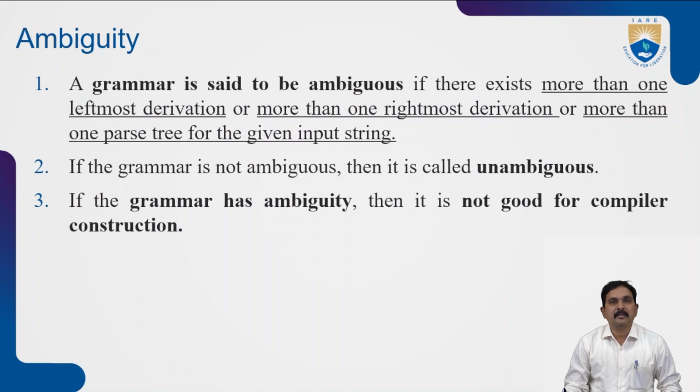Today our discussion is ambiguous grammar. In the context of context-free grammar, we have to see what the importance of context-free grammar is. From context-free grammar, we try to generate the context-free language. This language is useful for determining the corresponding accepted strings or valid strings.